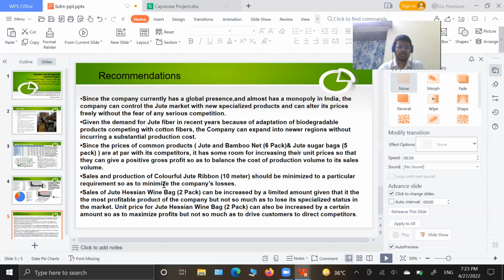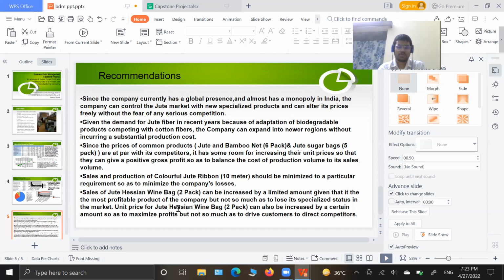The next thing was that sales of the jute Hessian wine bag can be increased by a limited amount, given that it is the most profitable product of the company, but not so much as to lose its specialized status in the market. The similar thing that I can tell is it should not cross the threshold limit. So it would get a competitive advantage over other firms of the same industry.